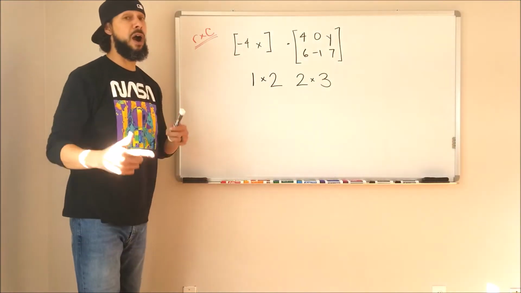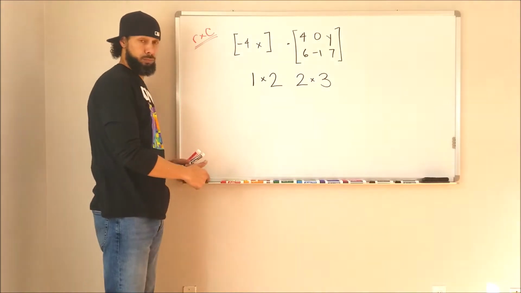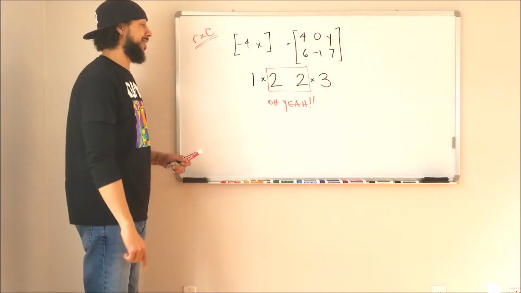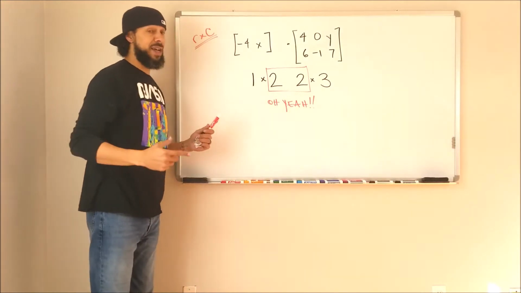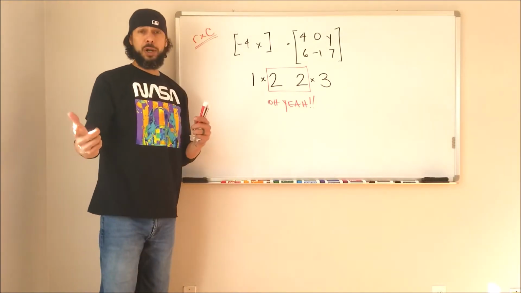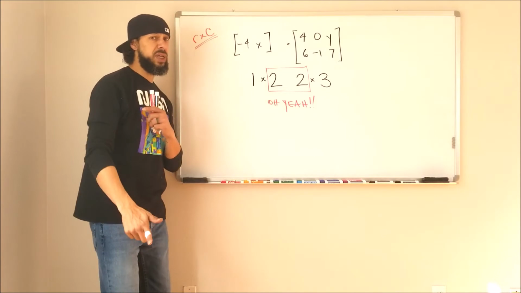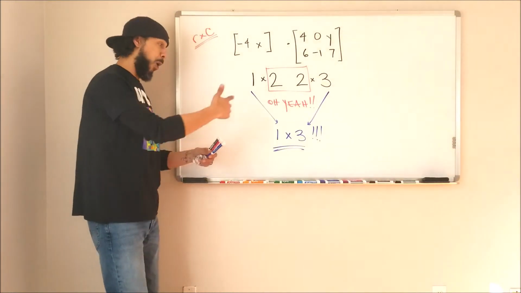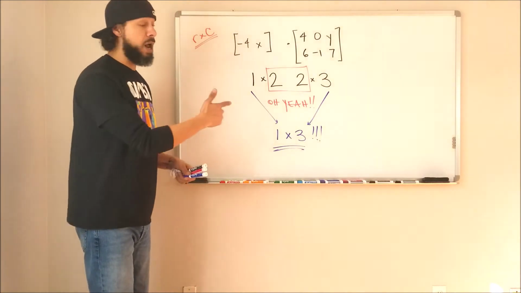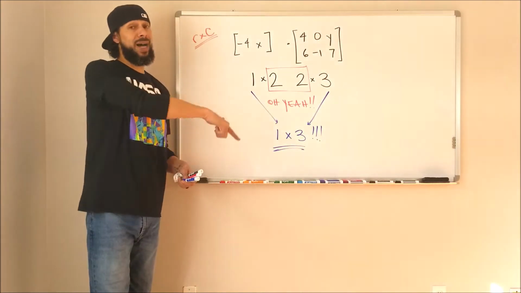Bang. All right, let's check this out. Oh yeah, works. So we can multiply these matrices together. Now the next thing to figure out is what are the dimensions going to be of my new result product matrix? Oh yeah, so my new product result matrix is going to be a 1 by 3 matrix.